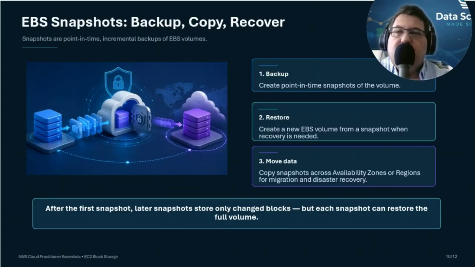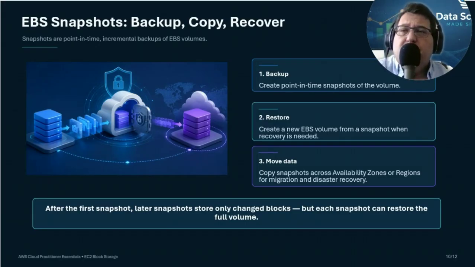The third use case is migration. A snapshot can be used to create a volume in another availability zone within the same region. You can also move the data to another region. The snapshot can be copied to the destination region and used to create a new volume there. This supports application migration, testing, disaster recovery, and geographic expansion.